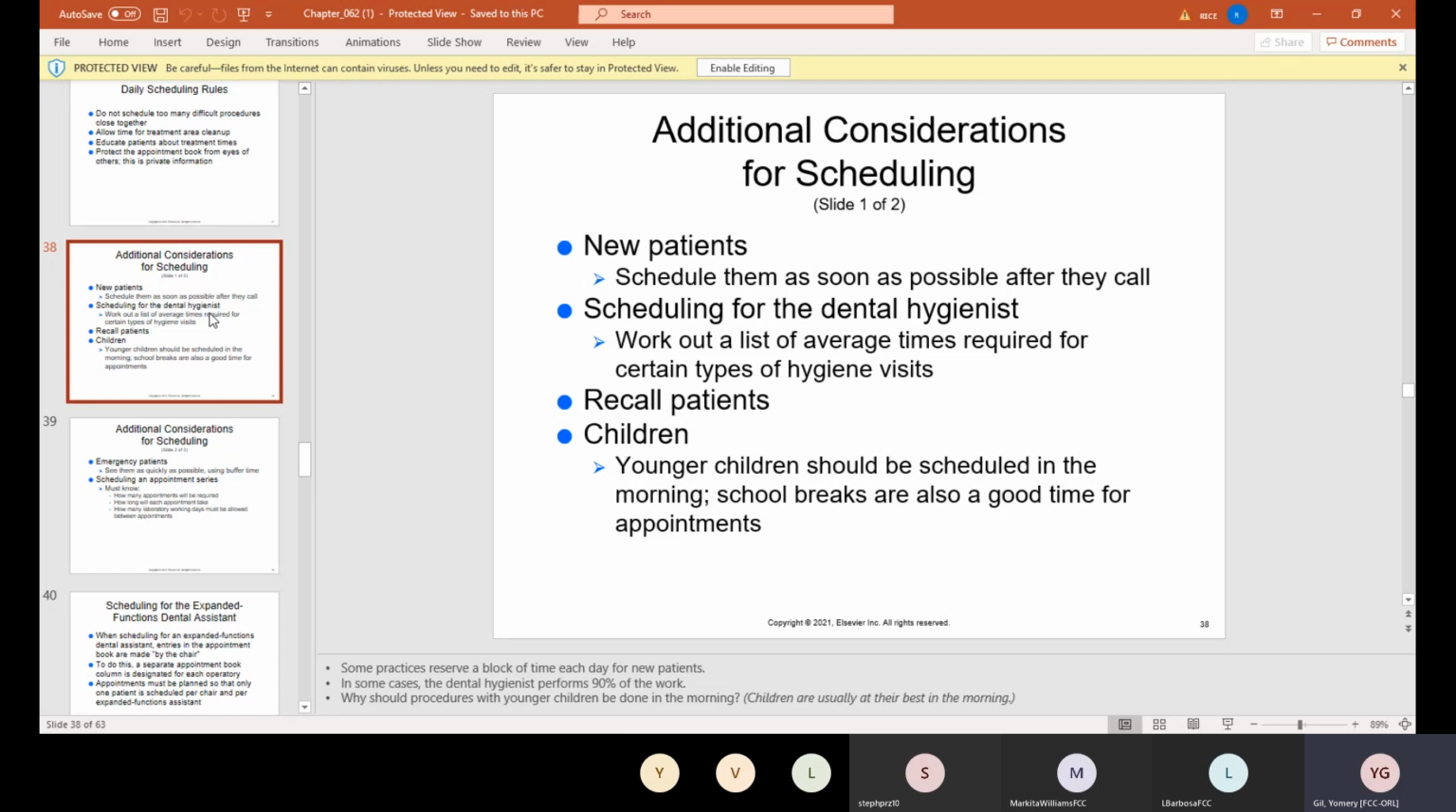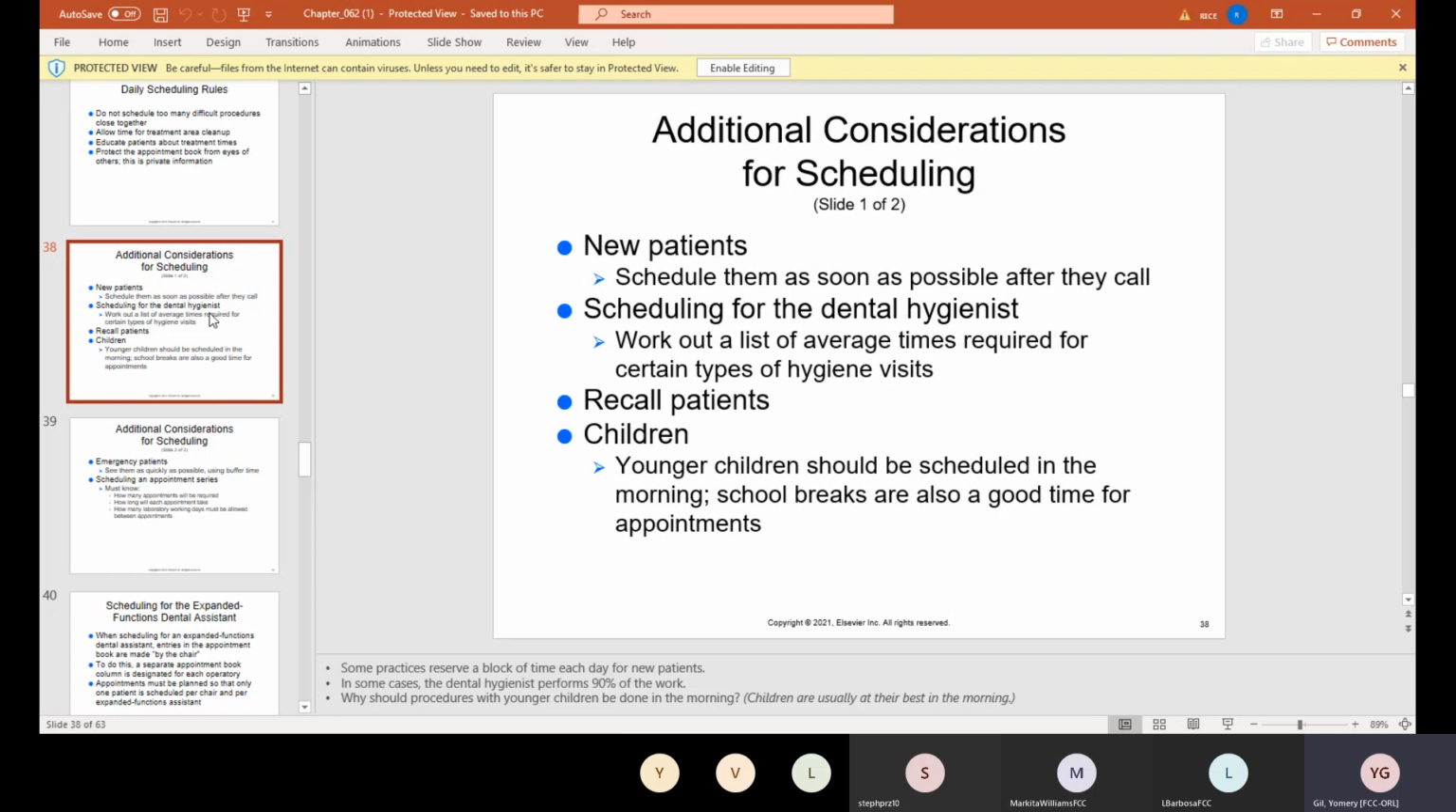Scheduling for the dental hygienist. Work out a list of average times required for certain types of hygiene visits. That's something you would have to talk to the hygienist about, because a deep cleaning sometimes takes 45 minutes to an hour. A regular cleaning can take 20 minutes. So you have to discuss how she wants her patients scheduled for each type of cleaning.